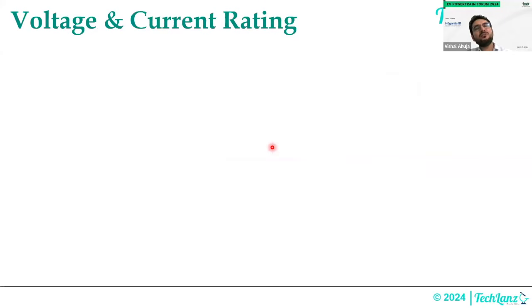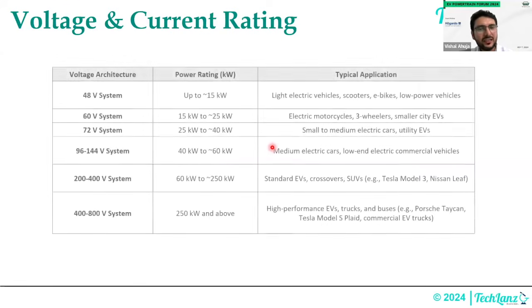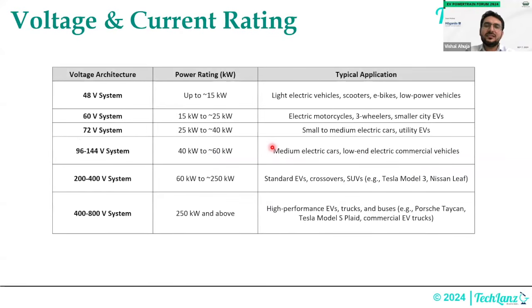Now we have done the motor selection. Some people want to ask, okay, what voltage should I choose? What current level should I choose, right? Typically, this is how the table looks. If your power rating is less than 15 kilowatts, you can go with a 48 volt system. If you are around 15 to 25, again, a 60 volt system.